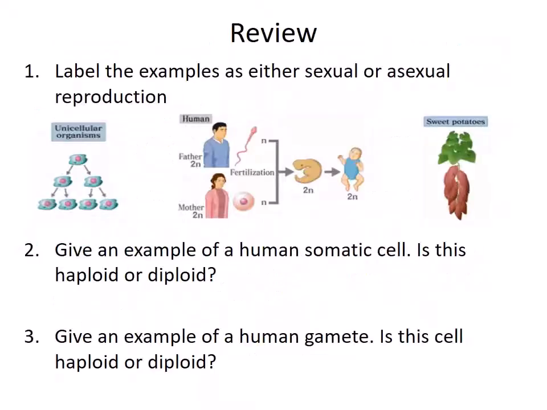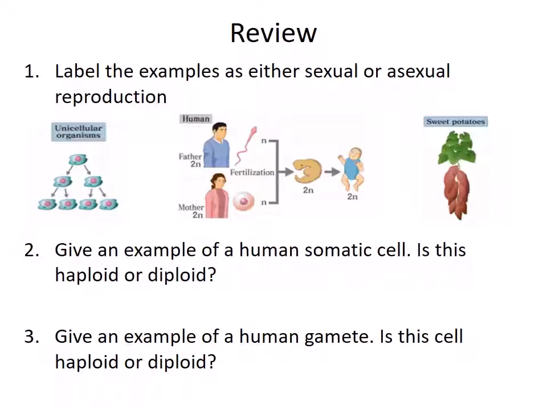All right, so let's review. The first question says, label the examples as either sexual or asexual reproduction. In the first example, we've got a unicellular organism splitting into 2 cells, and then those 2 cells splitting into 4 cells. So in this case, that's going to be asexual reproduction. While some unicellular organisms can do sexual reproduction, this is just 1 cell going into 2, so this is asexual.